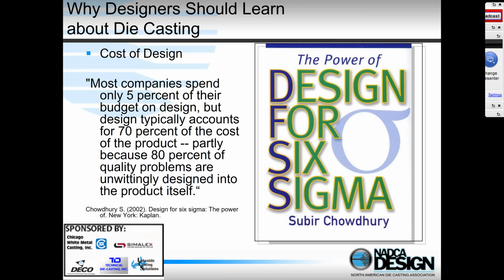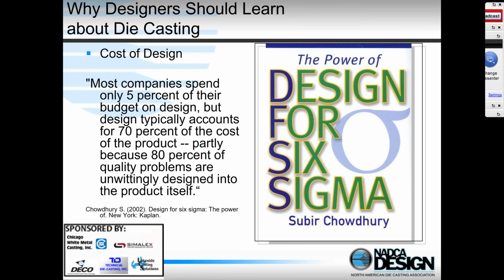So I think this quotation that's on this slide is very, very important from a design point of view. So let's just read it here quickly. So most companies, and this is from Mr. Chowdhury, talking about design for Six Sigma, and he's saying that most companies spend only 5% of their budget on design, but design typically accounts for 70% of the cost of the product, partially because 80% of the quality problems are unwittingly designed into the product itself.